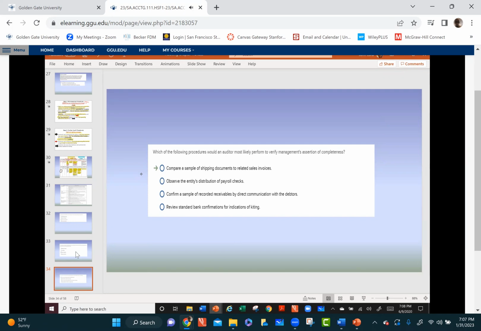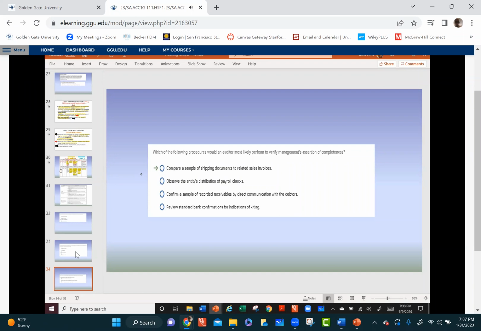Confirm a sample of recorded receivable by direct communication. That's a fancy way of saying confirmation, right? I'm going to take a sample of transactions and send out a letter saying, hey, do you owe this money, right? Observe the entity's distribution of payroll checks. Well, that again is going to be the existence assertion.